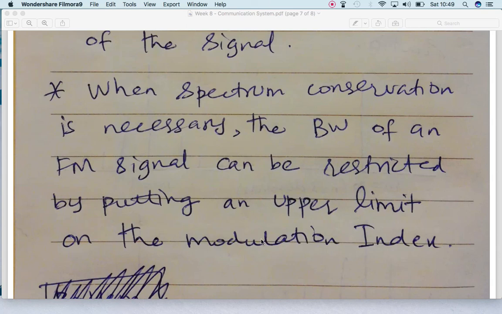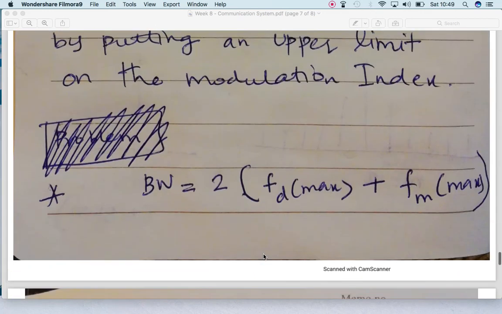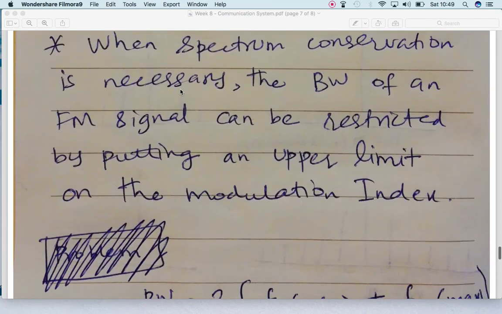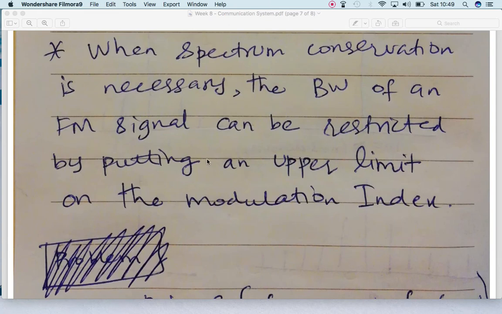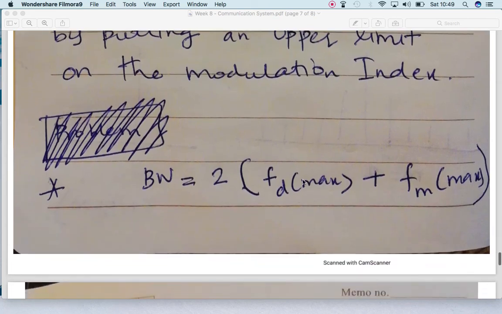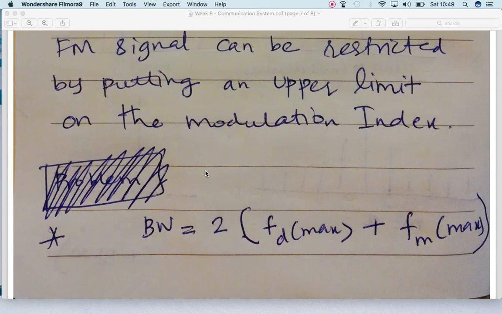When spectrum conservation is necessary, the bandwidth of an FM signal can be restricted by putting an upper limit on the modulation index. As we have seen in the previous examples, for FM broadcasting applications the modulation index is limited to 5, the frequency deviation to 75 kilohertz maximum, and the frequency of the modulating signal to 15 kilohertz.